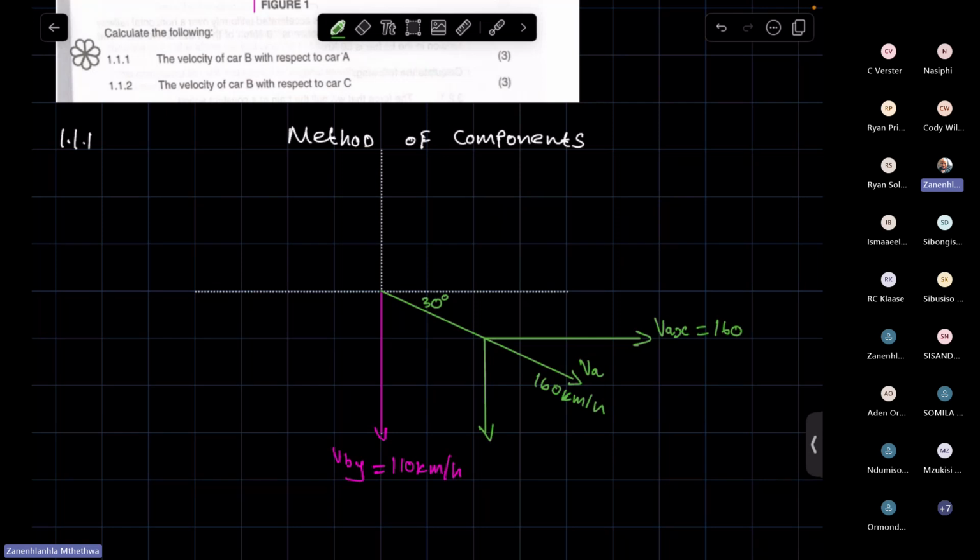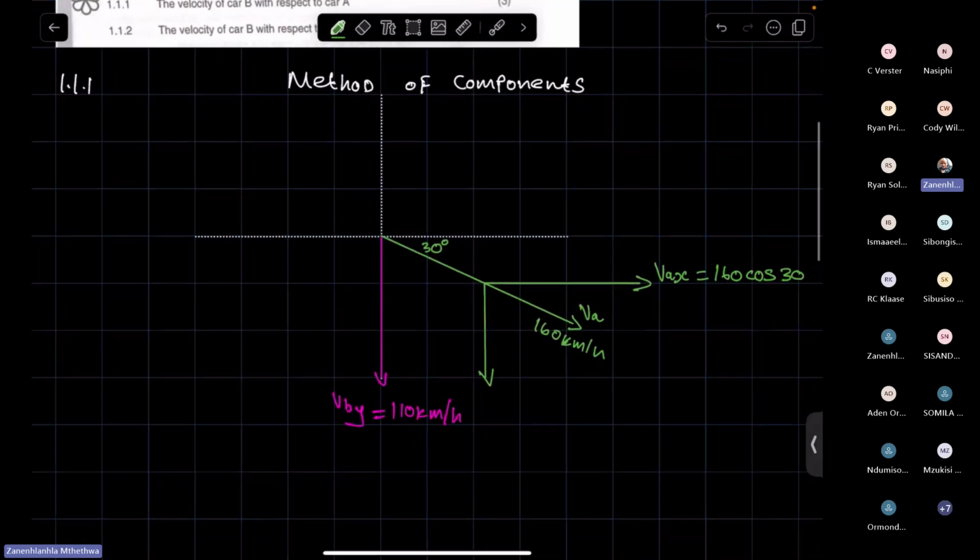Because it's a horizontal component and our angle is a reference from the x-axis, this will be expressed in terms of cos. So cos 30, right? And then this component is VAY, right? It's VAY because this component is parallel to the y-axis. So this will be equal to, now, the direction of this component is south. And south we take as negative. So this is negative 160.